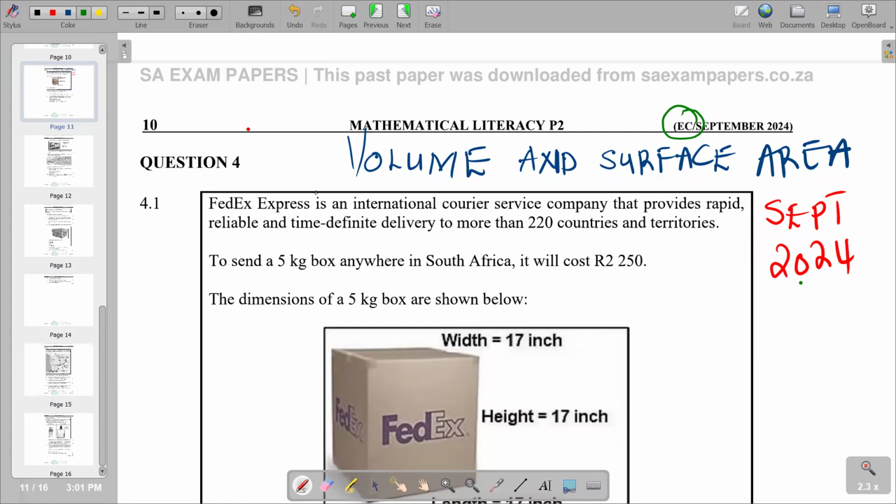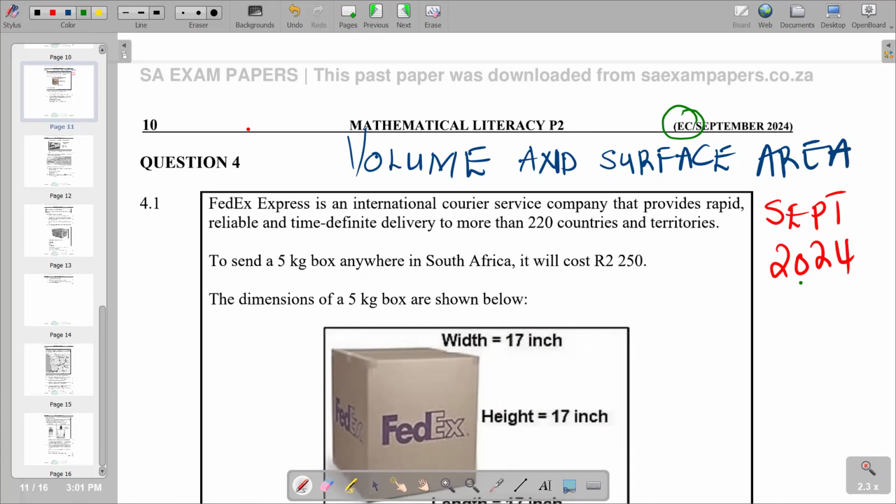Our question 4.1 reads: FedEx Express is an international courier service company that provides rapid, reliable, and time-definite delivery to more than 220 countries and territories. To send a 5 kg box anywhere in South Africa, it will cost 2,250 rands. The dimensions of a 5 kg box are shown below.